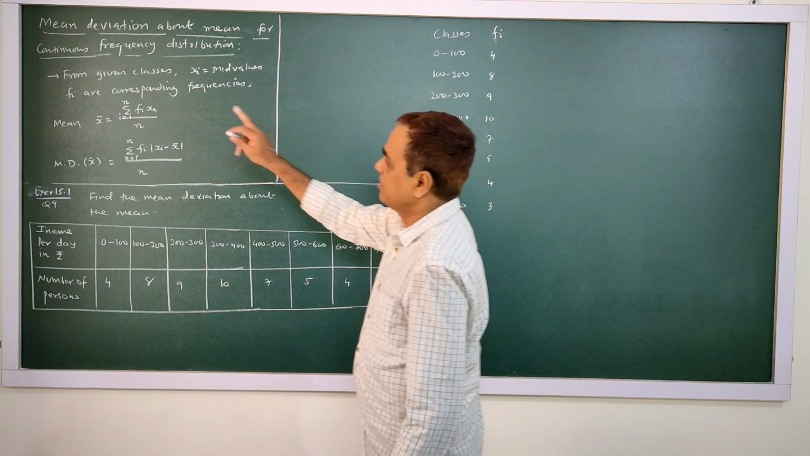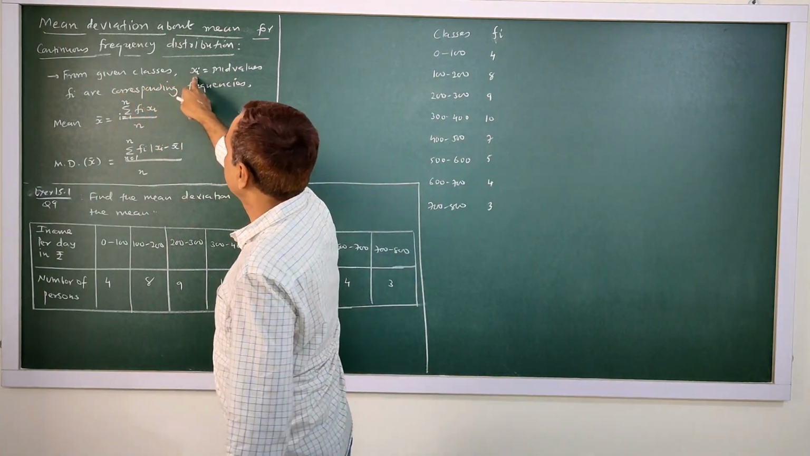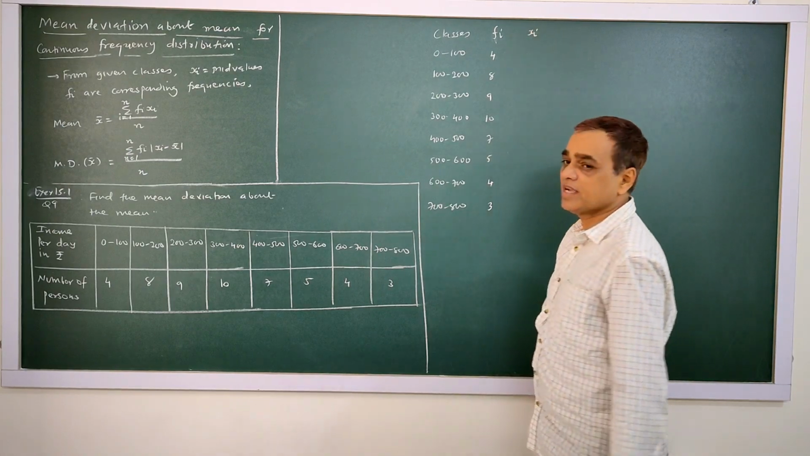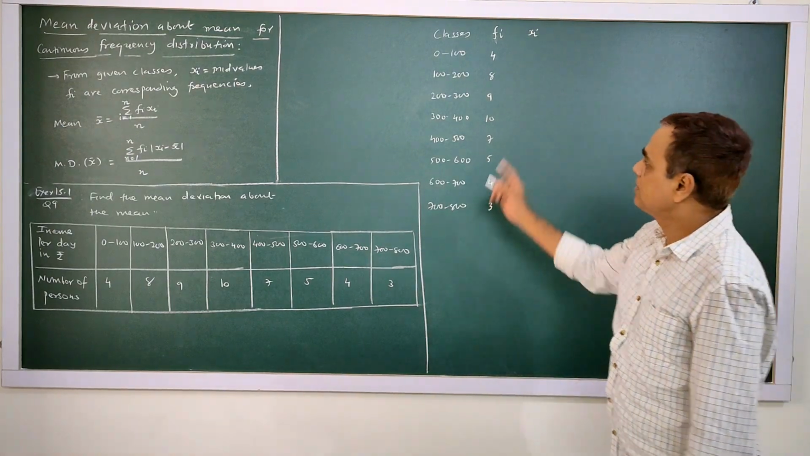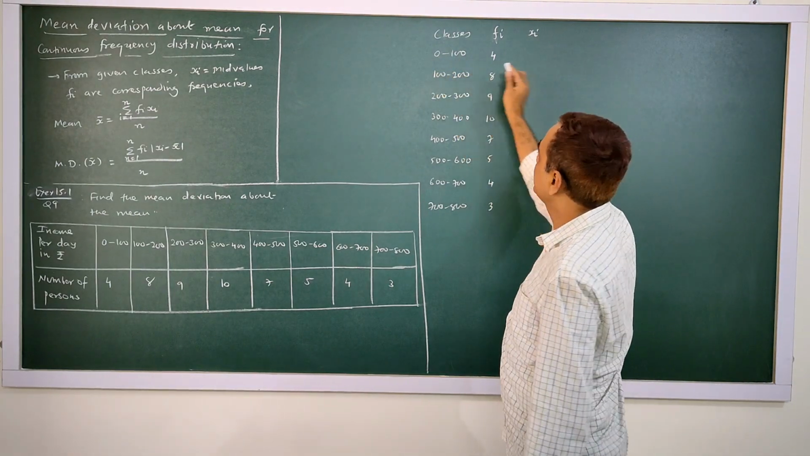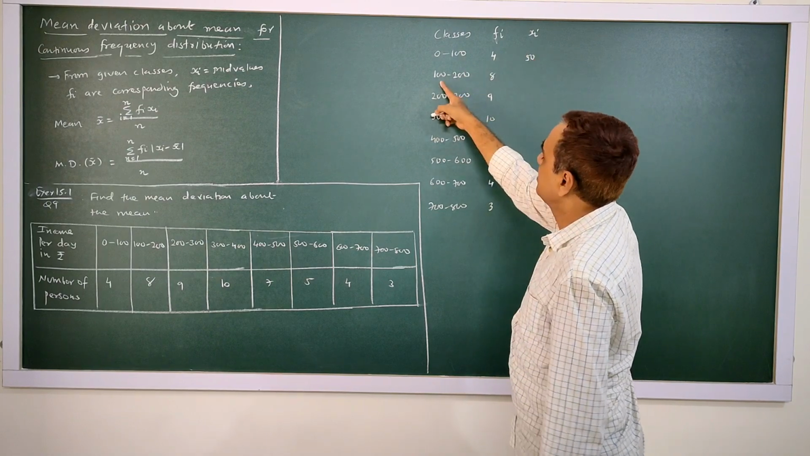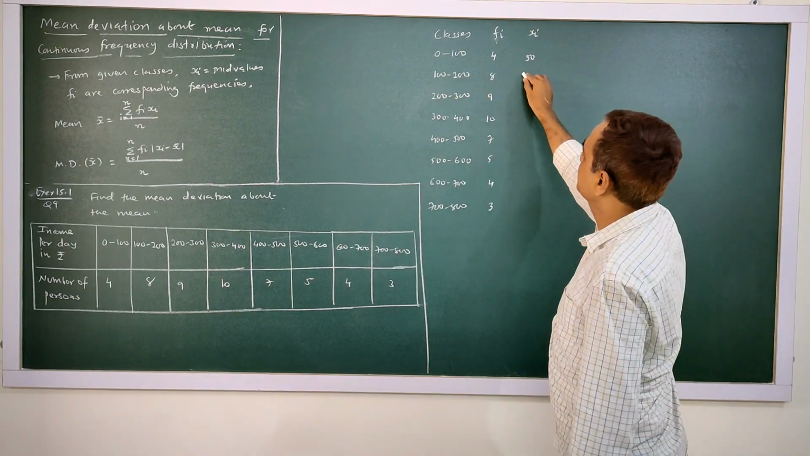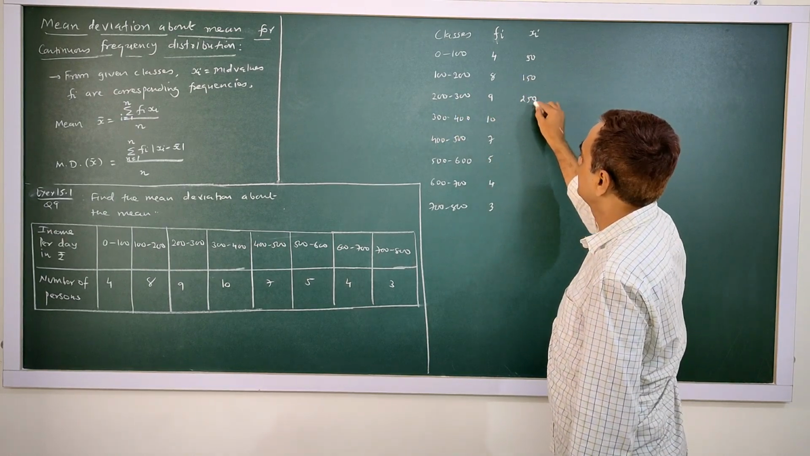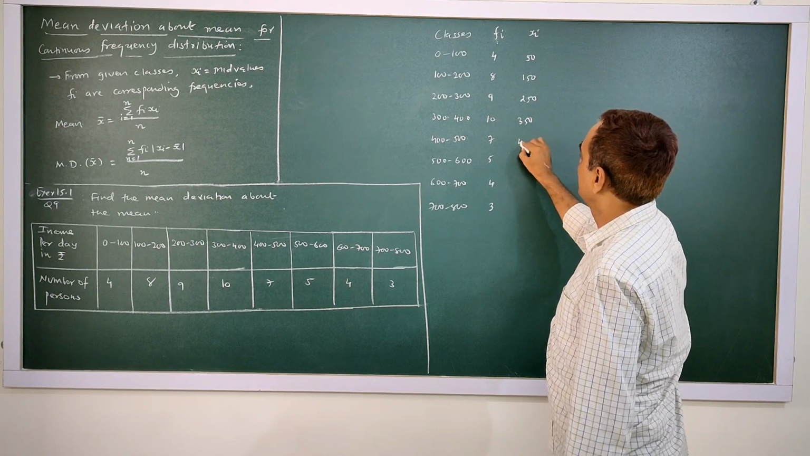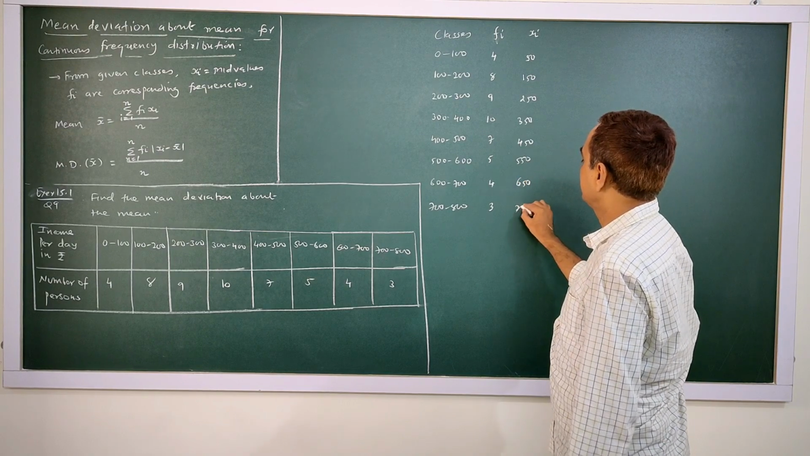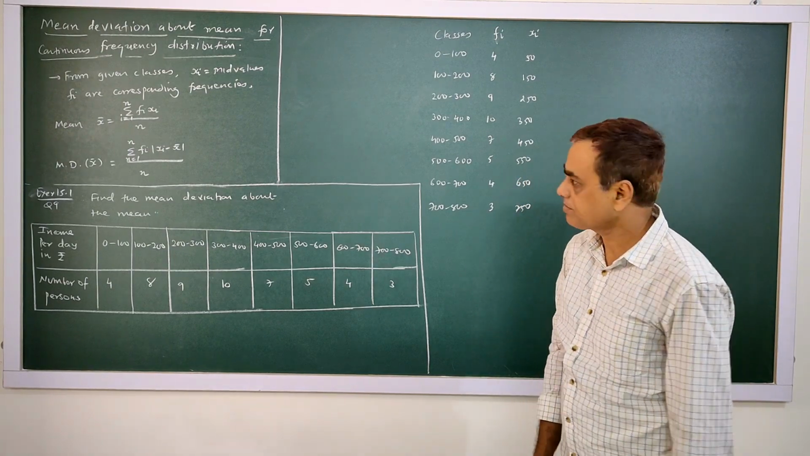Now, first of all, from given classes, we calculate mid values. So here mid values xi are mid values. So that is average of limits, lower limit plus upper limit divided by 2. So here 50, 100 plus 200 divided by 2, that is 150, then 250, 350, 450, 550, 650, 750, these are xi.